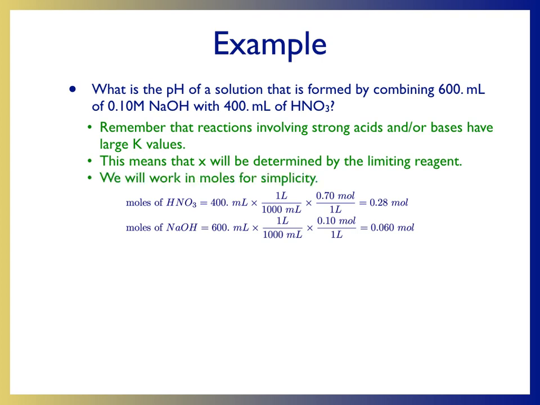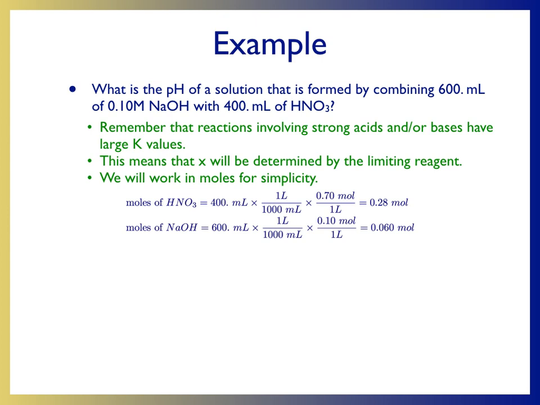In order to keep things very simple, we will work in moles. We first start by determining the moles of nitric acid and NaOH in solution. We can calculate this by multiplying the volume of the solution times the molarity of each solution. Note that we have to convert milliliters into liters in order to cancel out the liters in the molarity. This gives us 0.28 moles of nitric acid and 0.006 moles of NaOH.